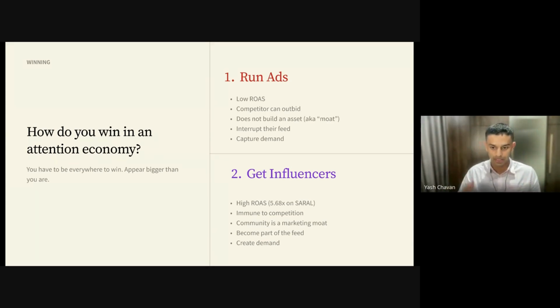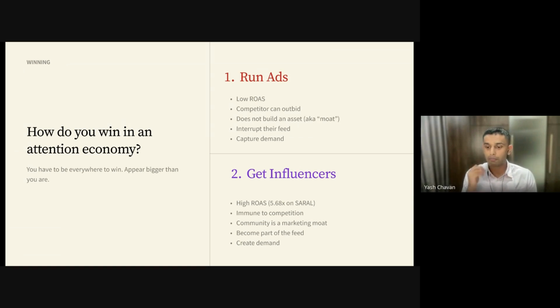Take the Gymshark example. I'm sure there are a lot of fitness apparel companies that make way better products than Gymshark does. But Gymshark has been building this community for over a decade now. They have dozens of influencers posting about them pretty much every single hour. They're an extreme example of this model, where they just have this community moat around the brand, and you have to build that in your own niche.